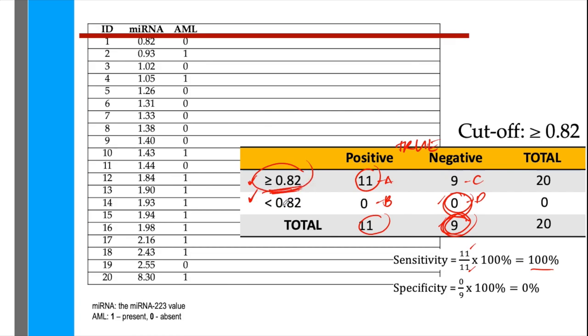And further, we may compute for the accuracy, which is A plus D over the total. So 11 plus 0 divided by the total, so that gives us 55% accuracy using again the cutoff, which is greater than or equal to 0.82. Now we may add 3 columns, which is sensitivity, specificity, and accuracy. And we know that using 0.82, the sensitivity is 100%, specificity is 0%, and accuracy of 55%.